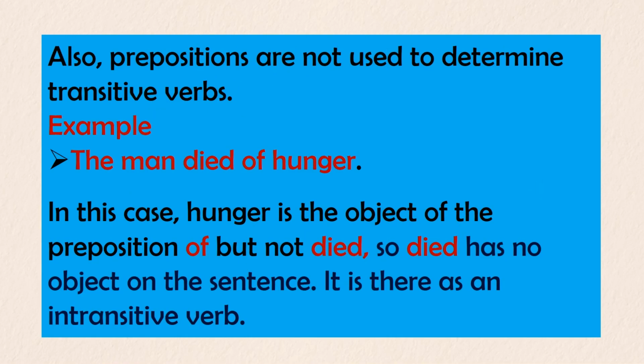Also, prepositions are not used to determine transitive verbs. Example: the man died of hunger. In this case, hunger is the object of the preposition of, but not of died. So died has no object in the sentence. It is therefore an intransitive verb.